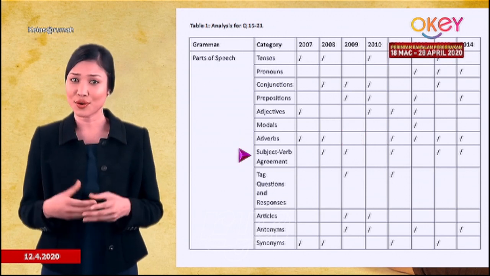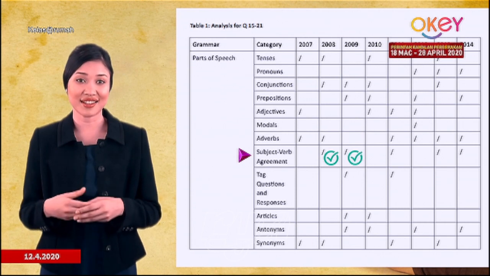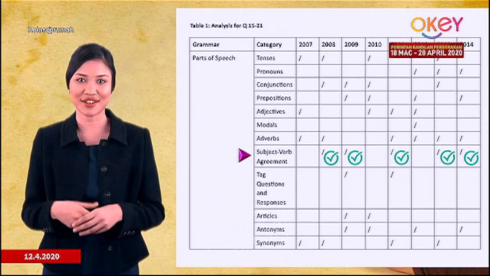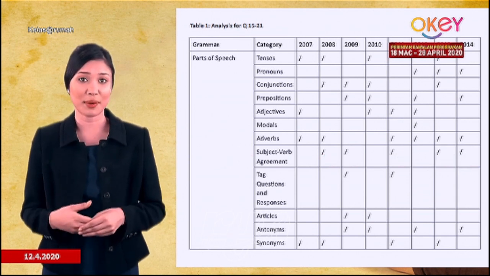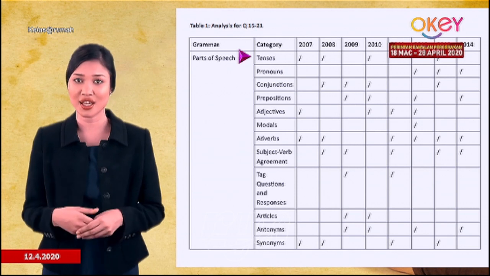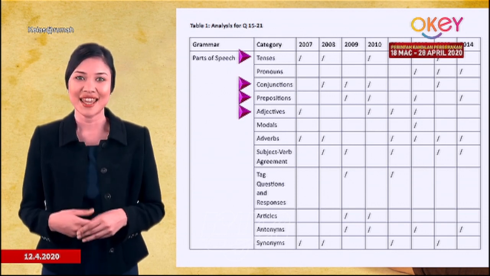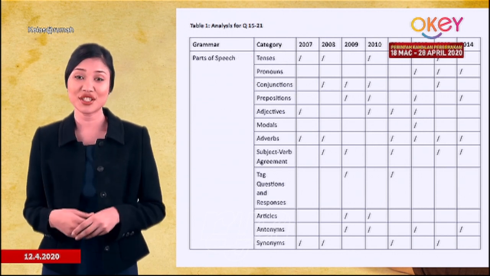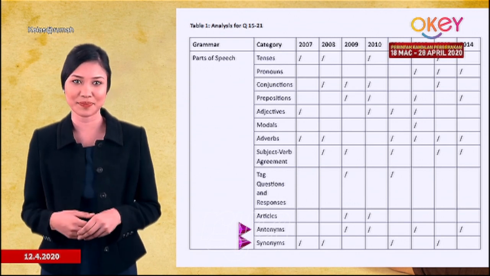Subject-verb agreement is also commonly asked. It appeared in 2008, 2009, 2011, 2013, and 2014. Other parts of speech that you should also pay attention to are tenses, conjunctions, prepositions, and adjectives. They came out 4 times in the exam. Meanwhile, question 21 is always either a question on synonyms or antonyms.